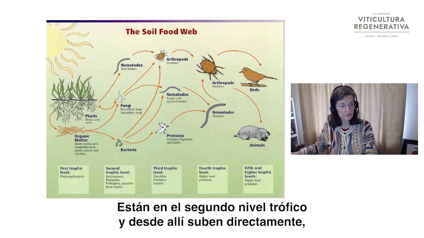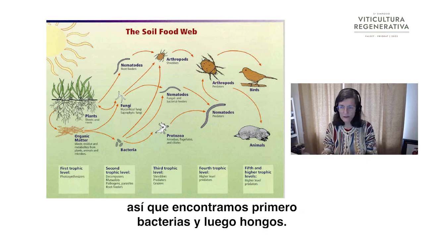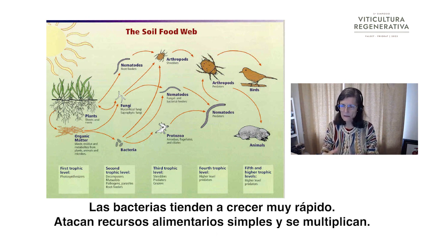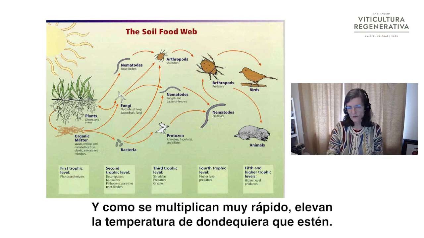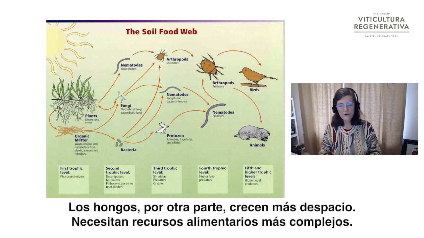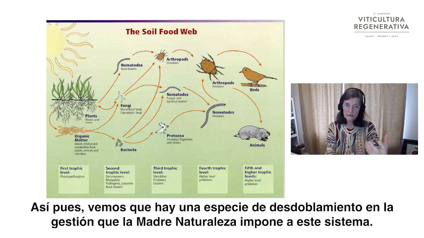So make sure you can find the bacteria and fungi. They're in the second trophic level and go straight up from there, and you'll run into bacteria first and fungi second. Bacteria tend to grow very rapidly. They attack simple food resources and then can multiply. And as they multiply really fast, they'll raise the temperature of whatever they're in. Fungi, on the other hand, grow more slowly. They require more complex food resources. So you can see there's kind of a split in the management that Mother Nature imposes on this system.